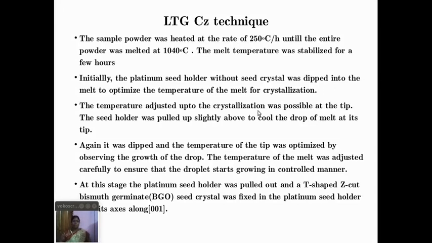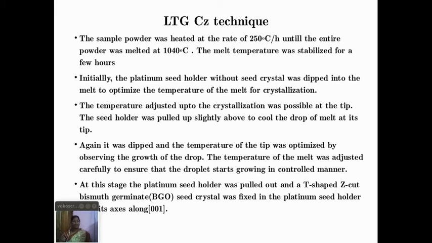The sample powder was taken in the crucible and it is heated at the rate of 250 degrees centigrade per hour until the entire powder was melted at 1040 degrees centigrade. The melt temperature was stabilized for few hours. Initially, the platinum seed holder without seed crystal was dipped into the melt to optimize the temperature of the melt for crystallization process. Then the temperature is adjusted up to the crystallization was possible at the tip.